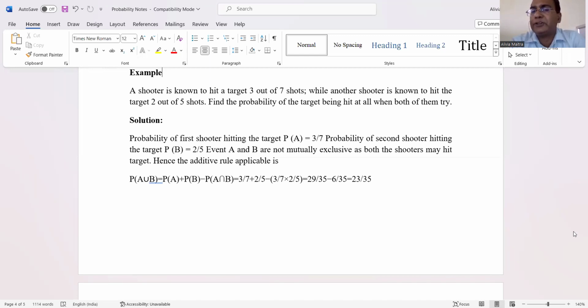Therefore, P(A intersection B) is given by 3/7 and 2/5. And therefore, the probability of A union B is given by 23/35. So in this way, the addition rule can be applied for solving such types of problems, for finding the probabilities for only the case of event A or event B, or sometimes both events A and B. So that is the method. Now we take the next.